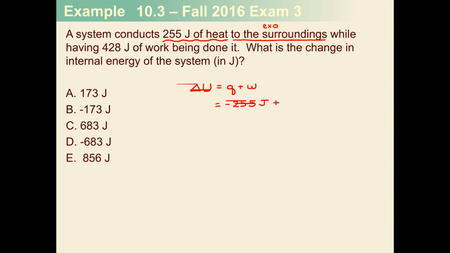So now let us go ahead and look at the work. And it says that it is 428 joules of work being done on it. This means that the surroundings are doing work on the system. So this means that we are going to deal with a compression. So this also means that we are going to have a smaller volume, and we are going to end up with positive work. So we can say that our second term would be a positive 428 joules.